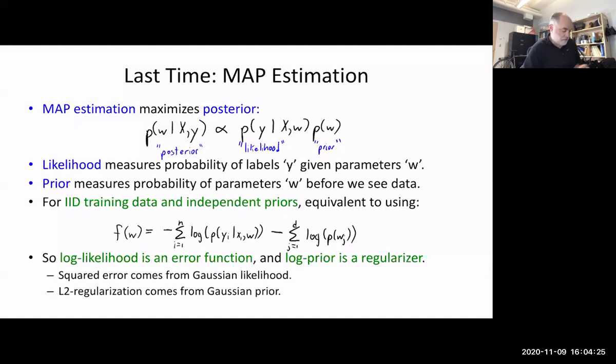that's equivalent to writing a loss function. MAP estimation is equivalent to writing a loss function, which is the sum over the log likelihoods and the sum over the log priors over the dimensions. The log likelihood is an error function, the log prior is a regularizer. If you use a Gaussian likelihood, you get squared error. If you use a Gaussian prior, you get L2 regularization. And we talked about a bunch of different forms for that and tied it into a bunch of the earlier work that we did. Cool.